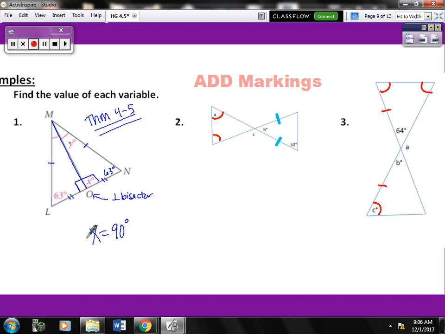What would y have to be? Joseph? 27 is correct. And that's using triangle sum. So 180 minus 90 is 90. And then 90 minus 63 does get us 27. Okay, and technically both of these angles would be 27.